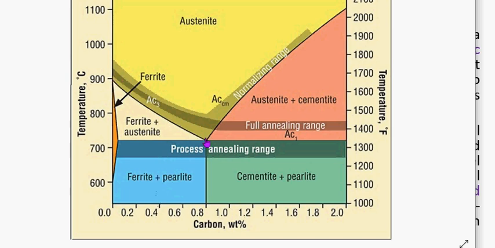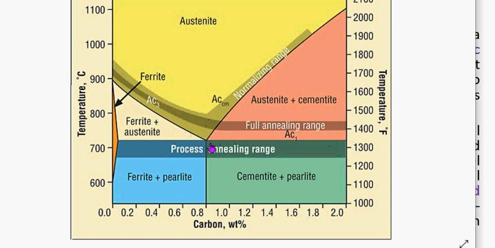But for full annealing here, it is like this line here, like an L, the A3 and A1 lines. So in this diagram they are adding the Acm line, so that looks like an L. This is the region where full annealing is done.